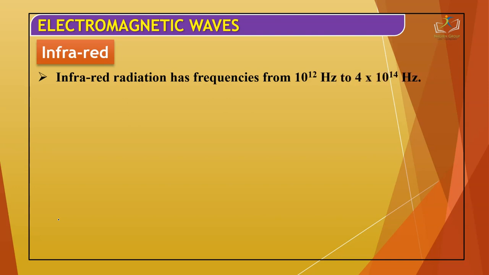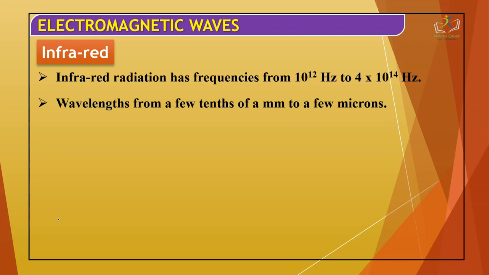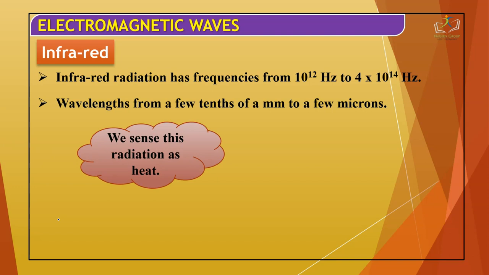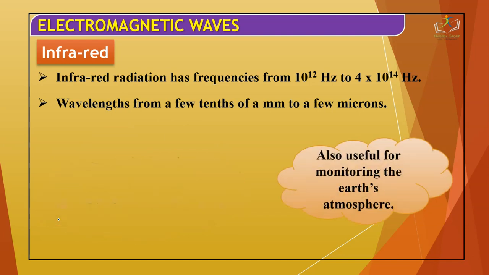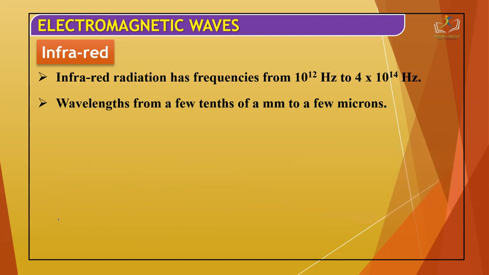Infrared rays have a frequency of 10^12 Hz to 4 x 10^14 Hz. Wavelength, as we know, is a few tenths of a millimeter to a few microns. We sense this radiation as heat. Black body radiation from objects near room temperature falls into this range. It is also useful for monitoring the Earth's atmosphere.